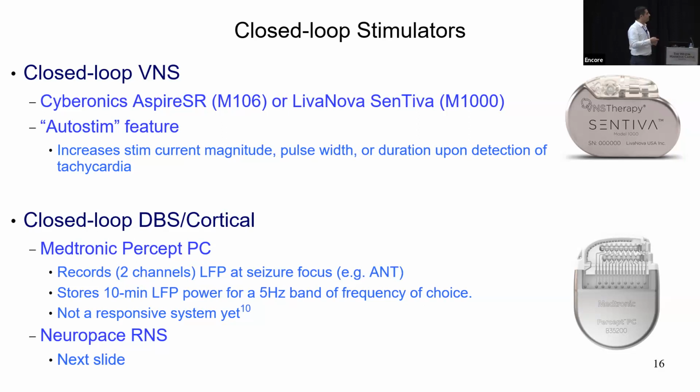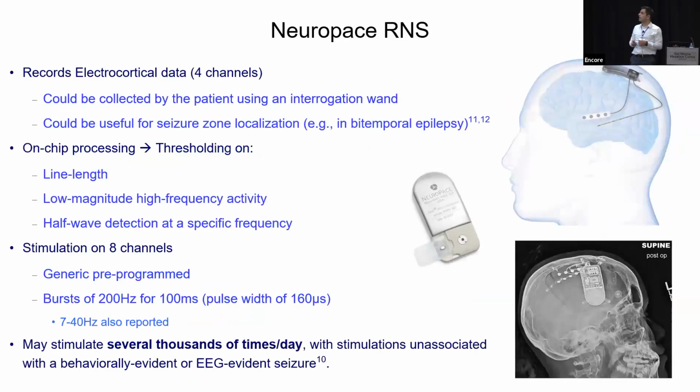And then, of course, we have the NeuroPace responsive neurostimulator, which is probably the most famous device for closed loop stimulation, and the most widely used clinical device for neurostimulation. Its implantation is quite different. It's implanted in the scalp, and it has both surface and depth electrodes. It records neural signals from 4 different channels and applies certain feature extractions to the recorded signals. These are quite simple ones: line length, low magnitude high frequency activity detection, and half wave detection at a specific frequency.